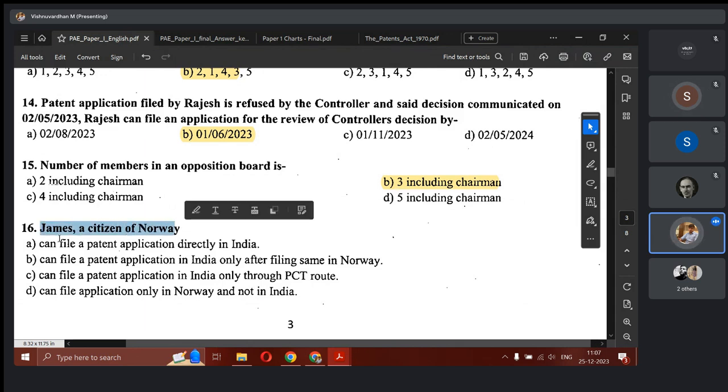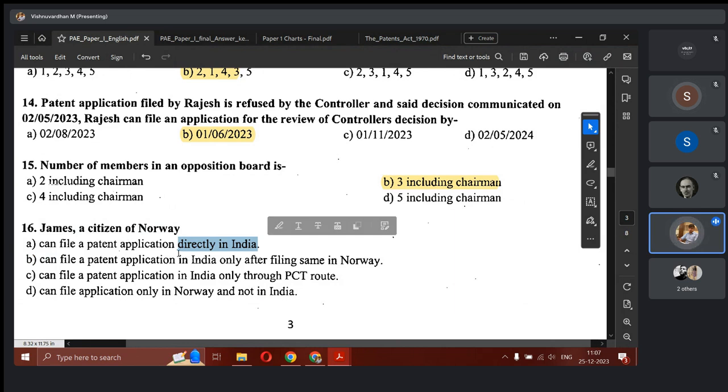James, a citizen of Norway, can file a parent application directly in India. Can file a parent application in India only after filing the same in Norway. Can file a parent application in India only through the PCT route. Can file an application only in Norway, not in India. This is garbage. Eliminate D automatically.